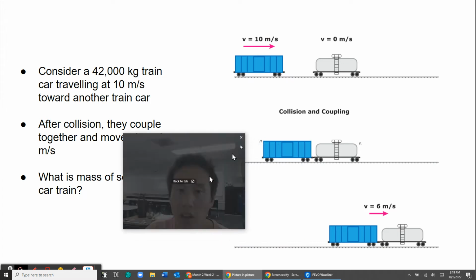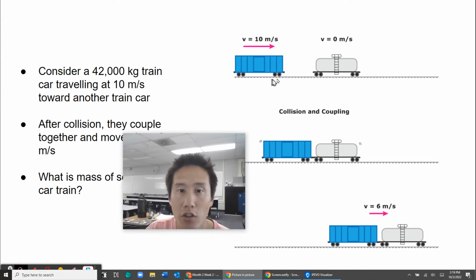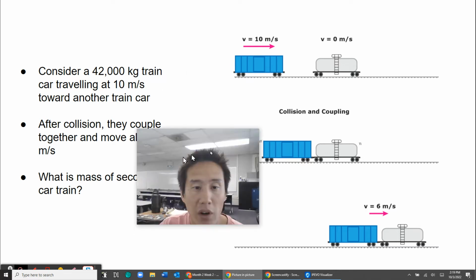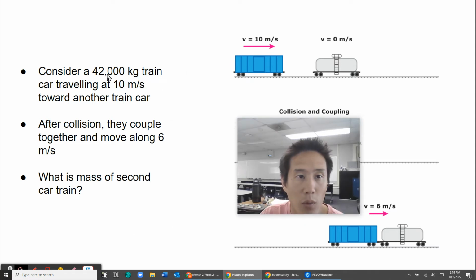Okay, so let's check this out. Oh, another case. We have a cargo truck or train coming this way. It has a mass. What mass? Let's check out what it says on the left hand side. Consider a 42,000 kilogram train. It's traveling at 10 meters per second towards another train. So this must be the train that they're talking about here. And it's going to hit this. Oh, wow, that's really scary. A train that seems to be carrying some kind of liquid. Hopefully it's not gas.